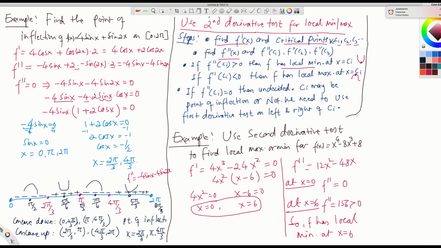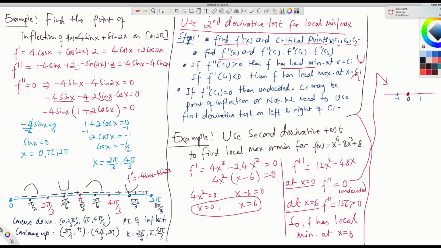Now we need to do more work for x equals 0, right? Because we were undecided. Let me write undecided. Let's work more, okay? So at x equals 0, f double prime is 0. But how about the first derivative on the left and right of x equals 0? I want to take a test point, let's say negative 1 and then positive 1.